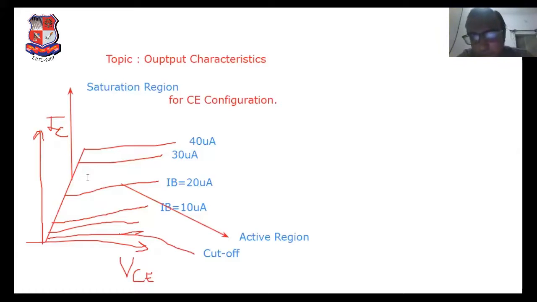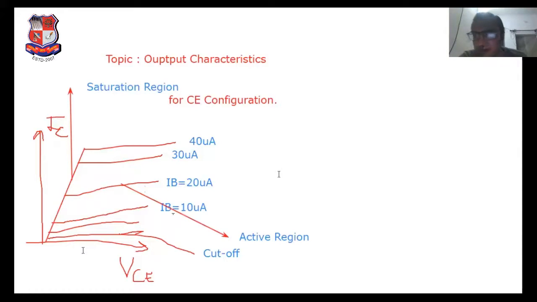Now, how to get these characteristics? See this first point. If you increase the VCE, then there is no change in the collector current. Collector current depends more on base current. See this, here 10 microampere, here 20 microampere. So collector current depends on input current, base current, not on VCE. See, this graph is constant.